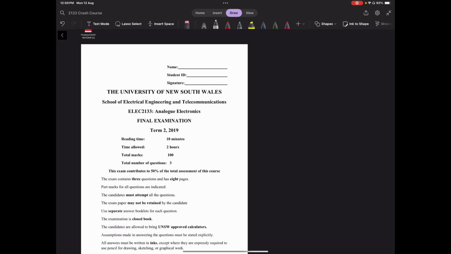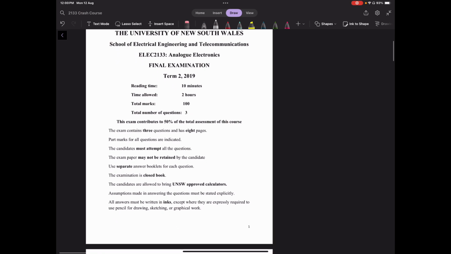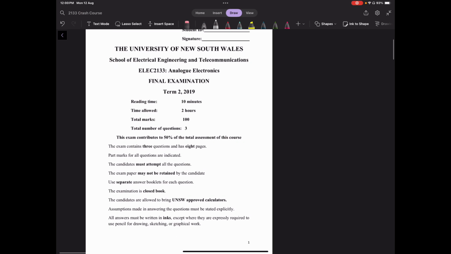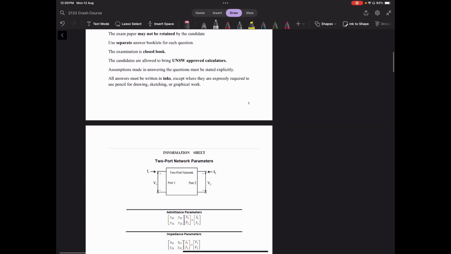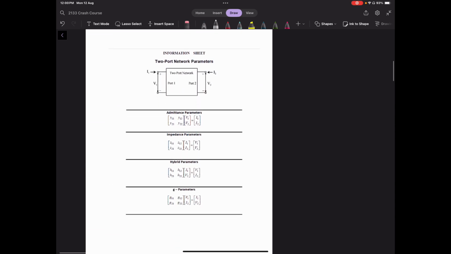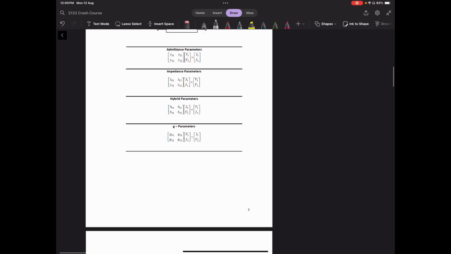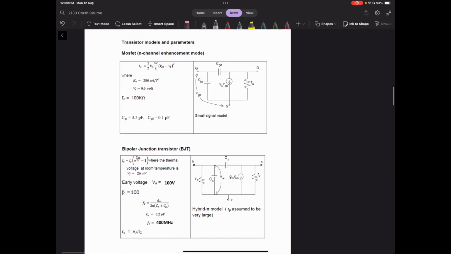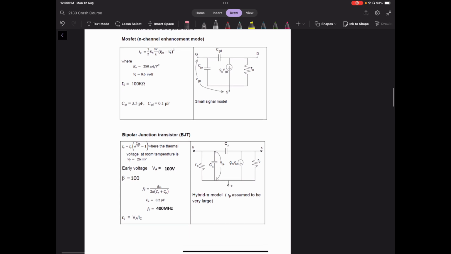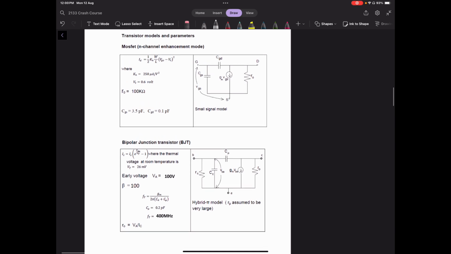So just to start, I will give an overview of what the exam looks like. Obviously it's 10 minutes reading time, 2 hours working time, and there's 100 marks up for grabs. You're given the two-port network parameters, as you can see here, and you're also given the small signal hybrid pi model, small signal models of the MOSFET and the BJT transistors.